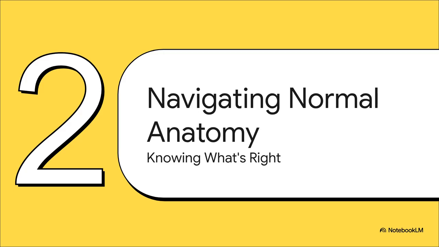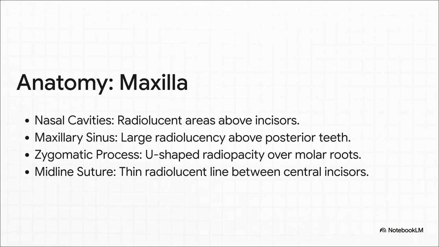Now here's a super critical rule in all of this. You simply can't spot what's wrong until you've completely mastered what's right. Every single x-ray is like a landscape, and it's filled with normal anatomical landmarks. Being able to recognize those landmarks instantly, well, that's what really separates a beginner from an expert. So let's start with the upper jaw, the maxilla. There are certain landmarks we should just expect to see.